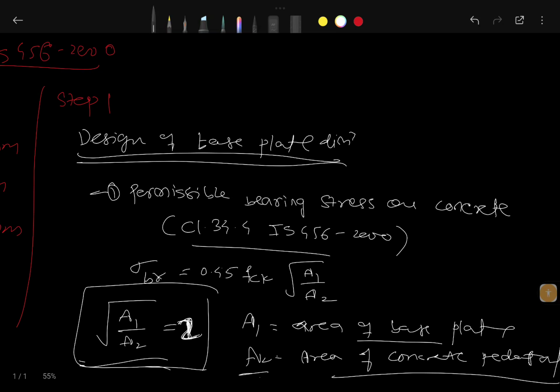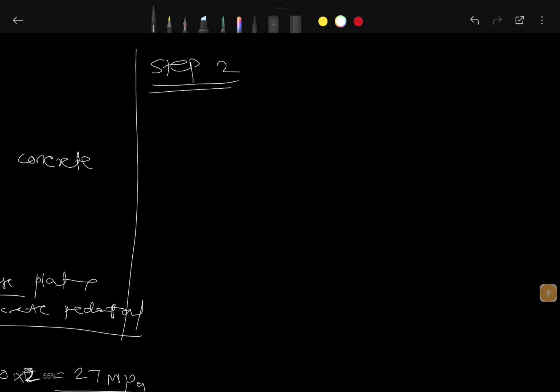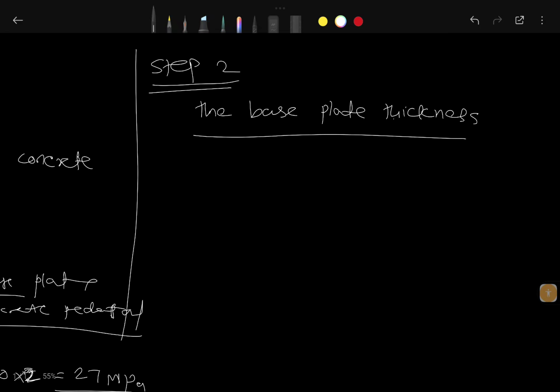Now go into the next step, step 2. In step 2, we find the base plate thickness. For this base plate thickness, these are designed for bending caused by bearing pressure.